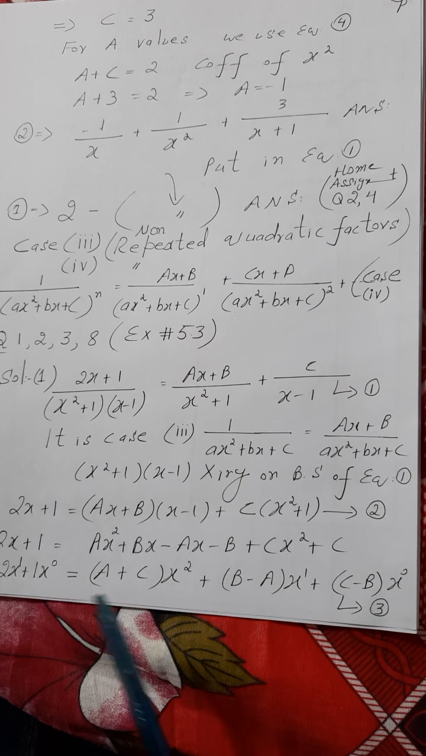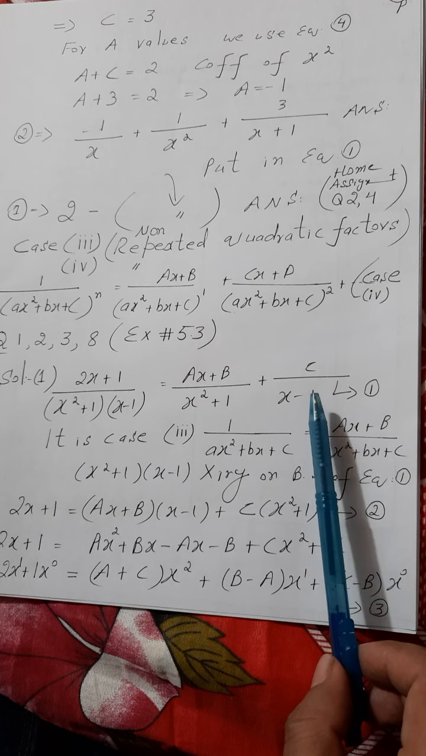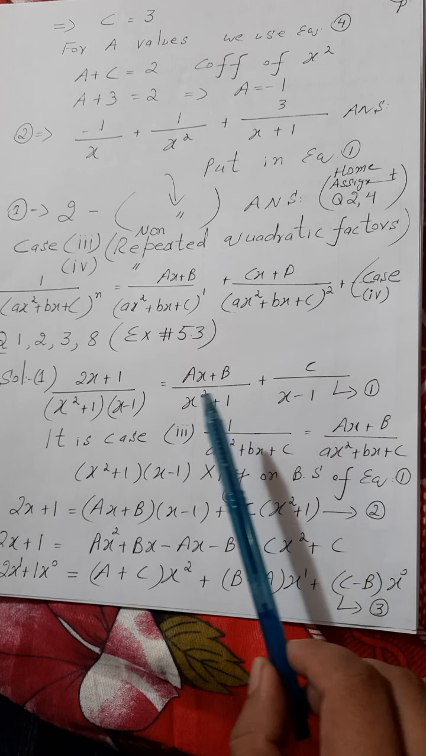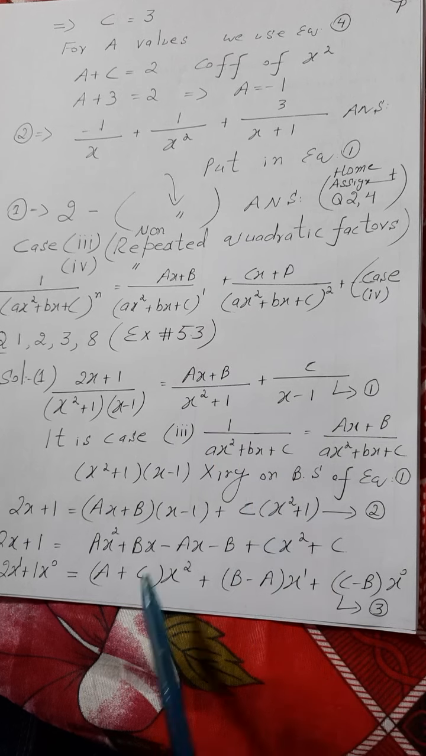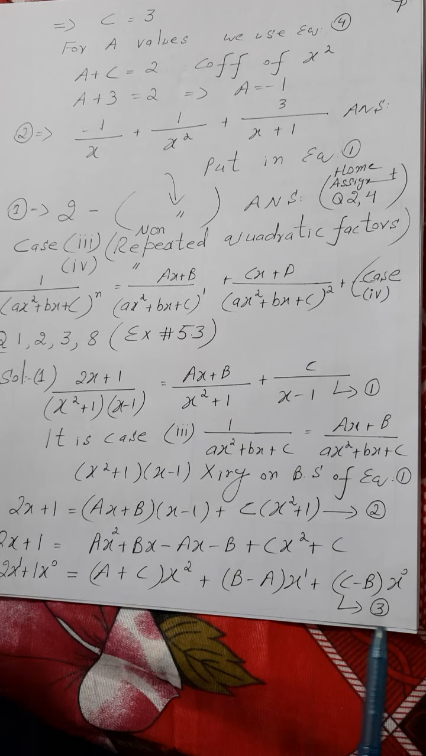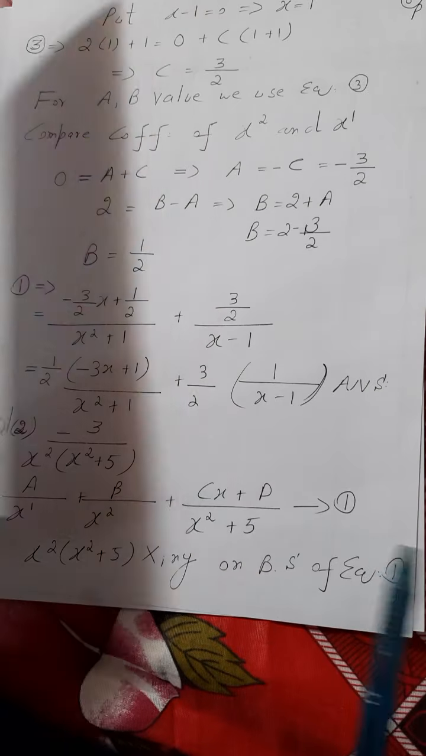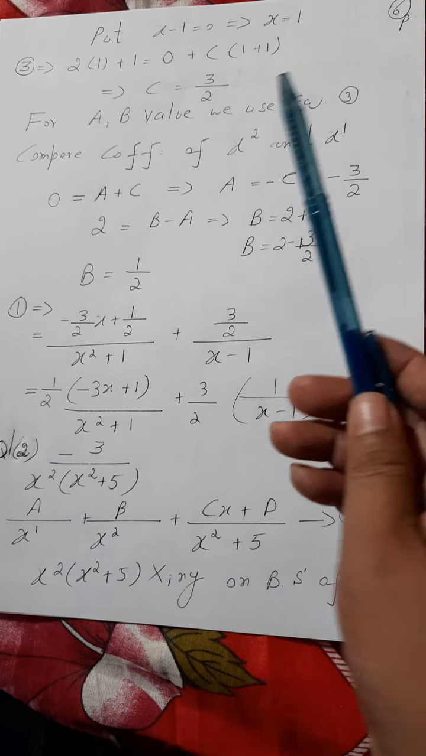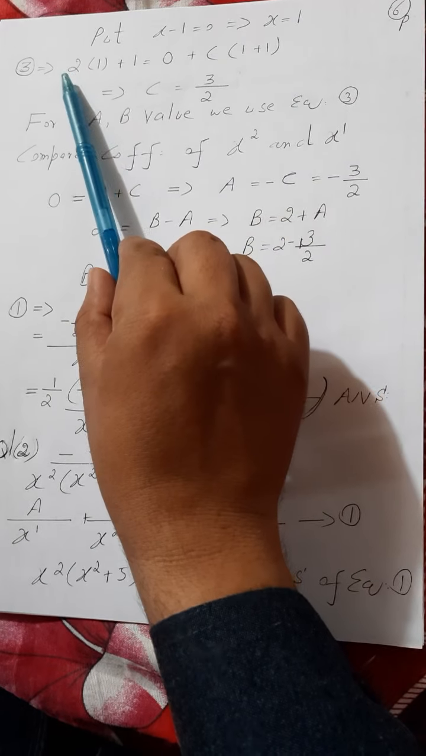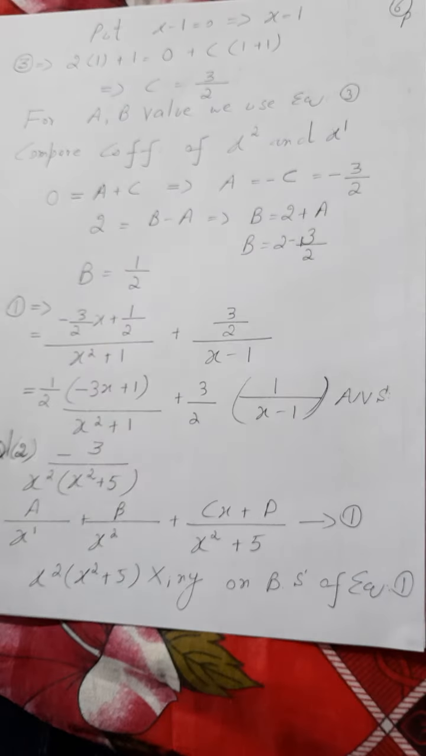Now we find the values of a, b, c. So put x minus 1 is equal to 0. We find one value, but for the other two values a and b we must compare the coefficients by using equation number 3. So put x minus 1 is equal to 0, so x is equal to 1, put in equation number 3. So after simplification we have c value is 3 by 2.